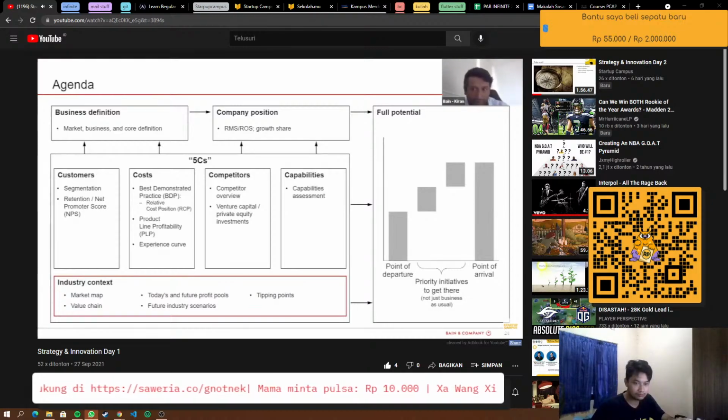So what I'm going to do now is, we've spoken about the 2 boxes on top, business definition and company definition. I'm going to skip the 5 C's because the subsequent sessions are going to go into detail on each of these. And what I wanted to do today was talk about industry context, because there were some questions about how do I know the market share of all the players in my market, and all those questions, which are very relevant questions to ask. So how do we think about the industry context?